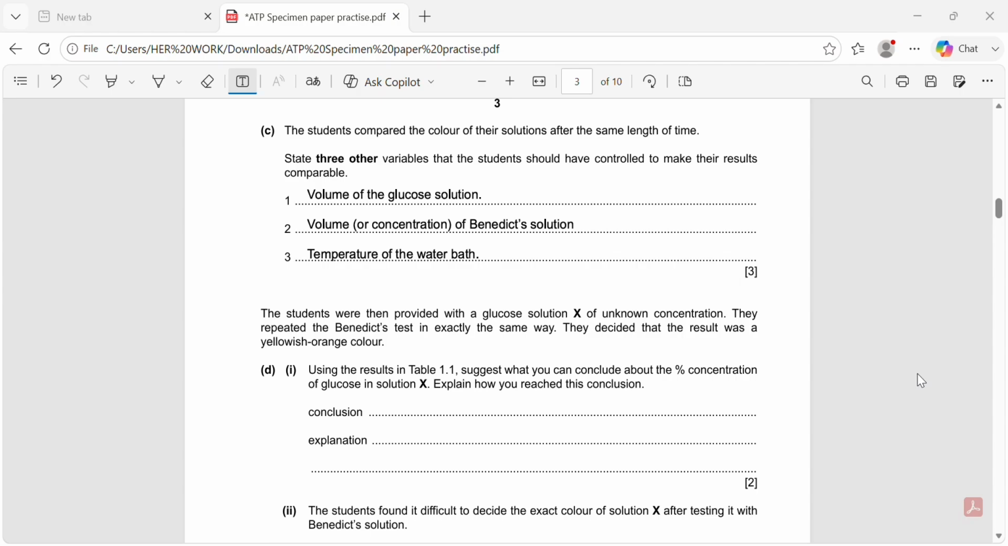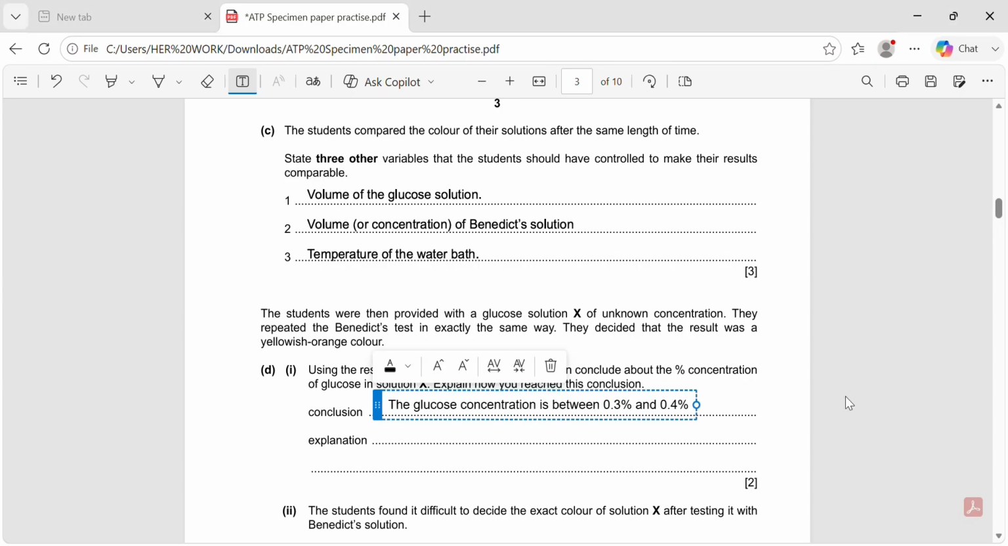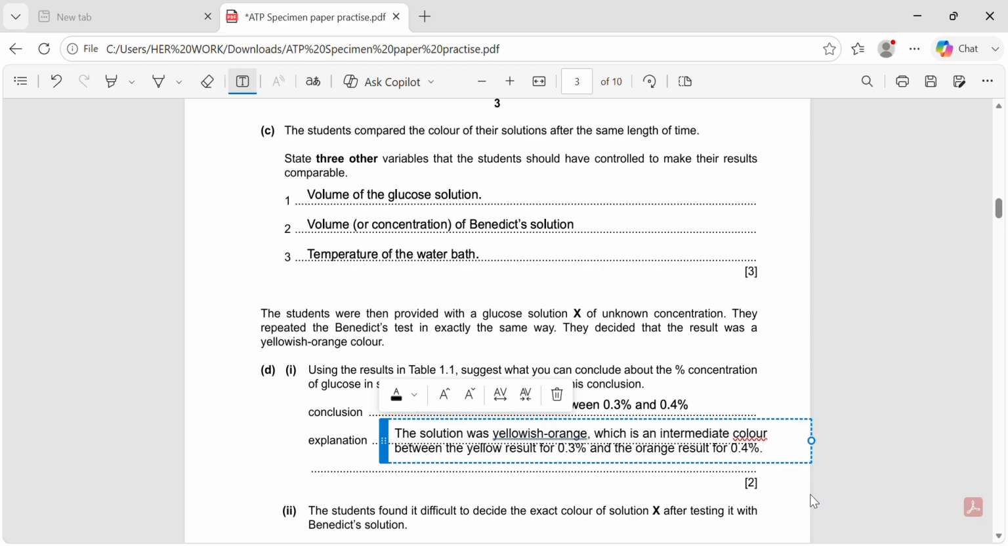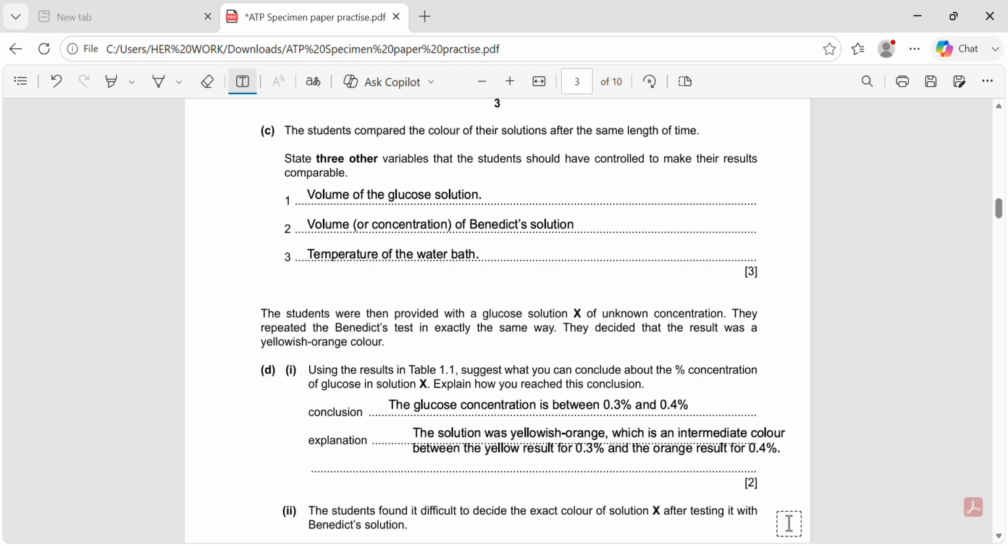The color obtained is yellowish-orange, which lies between the yellow color for 0.3% glucose and the orange color for 0.4% glucose. So the answer we write is, conclusion is the glucose concentration is between 0.3% and 0.4%. And the explanation is, the solution was yellowish-orange, which is an intermediate color between the yellow result for 0.3% and the orange result for 0.4%.